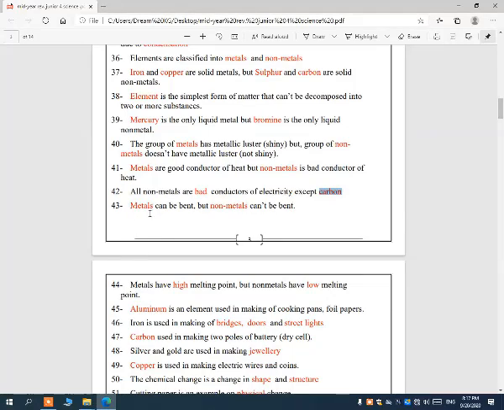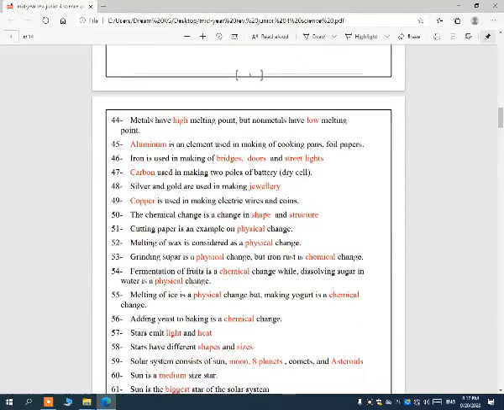43. Dots can be bent. Metal or non-metal can be bent? Metals can be bent, but non-metals cannot be bent. 44. Metals have dots melting point. The metals have high melting point and high boiling point, but non-metals have low. Non-metals have low melting point. Dots is an element used in making cooking pots or cooking pans and foil paper. Let's revise this part.